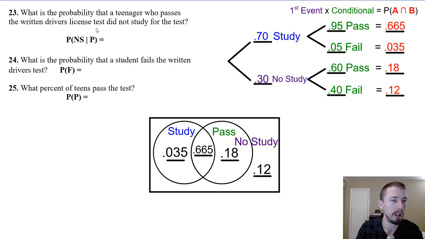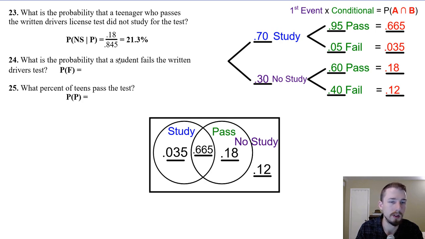What's the probability that a teenager who passes the written driver's test did not study? So of those who passed, what's the probability they did not study? So the overall pass rate, if we add those together here and here, it's going to give us, oh, that's right there. Okay, so 84.5%. And then we want to find the intersection for those who did not study and pass, which was the 18%. So it's 18 out of the total that passed, which would give us 21.3%, would be our conditional probability.